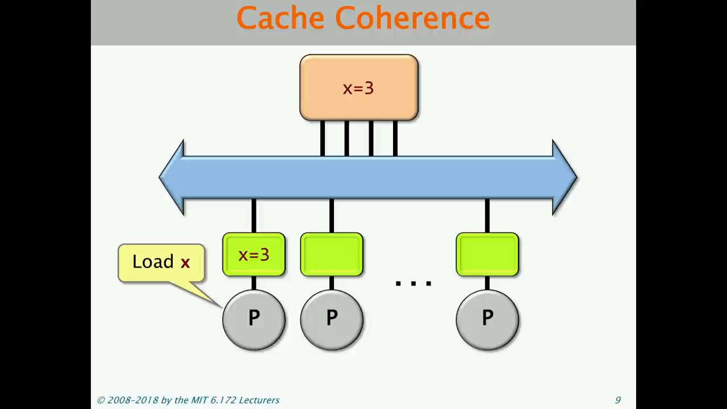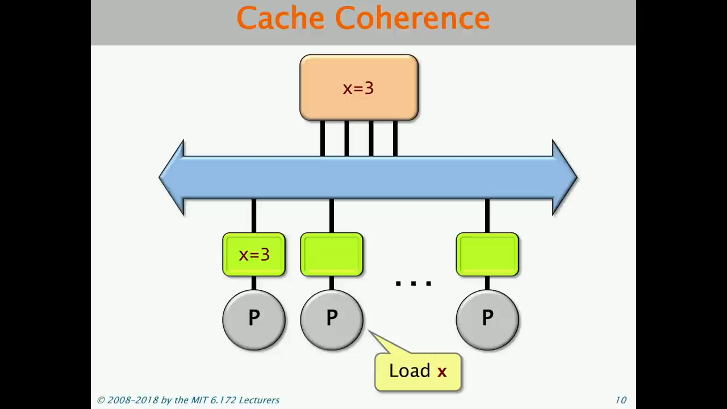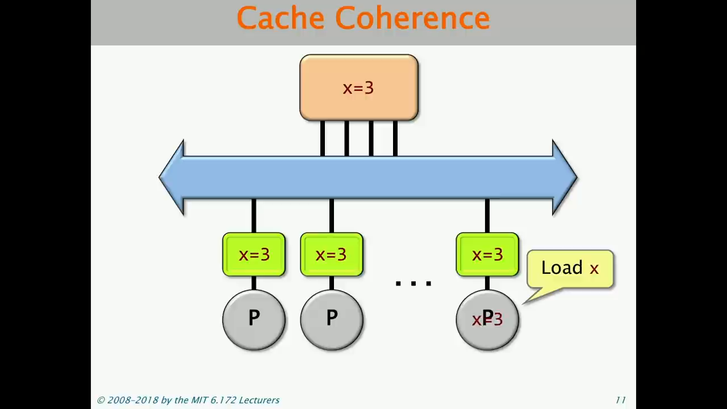Now, what happens if another processor wants to load x? Well, it just does the same thing. It reads the value from main memory, brings it into its cache, and then also loads it into one of the registers. And then same thing with another processor. Turns out that you don't actually always have to go out to main memory to get the value. If the value resides in one of the other processor's caches, you can also get the value through the other processor's cache. And sometimes that's cheaper than going all the way out to main memory.